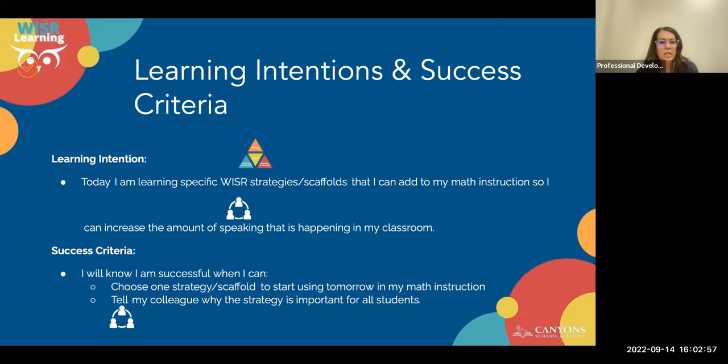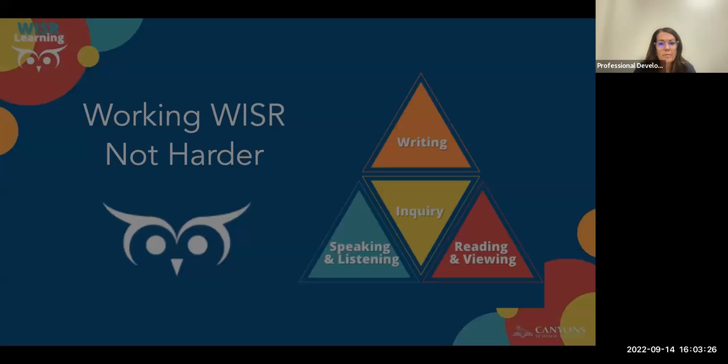Our learning intention today is: I'm learning specific WISR strategies and scaffolds that I can add to my math instruction so I can increase the amount of speaking that's happening in my classroom. I use the term speaking because that is linked to the WISR learning, but that would be the mathematical discourse that needs to take place. You'll know you're successful if you can choose one of the strategies or scaffolds to start using tomorrow in your math instruction. You can also tell a colleague why the strategy is important for your students.